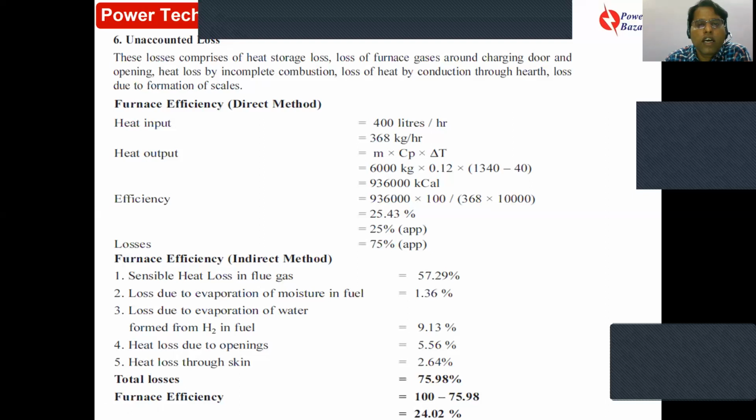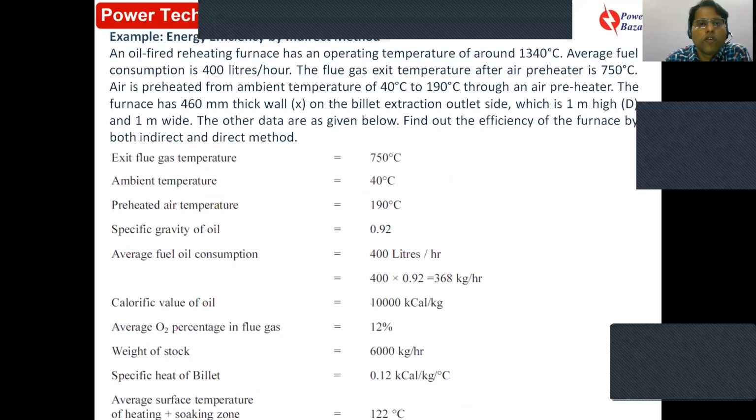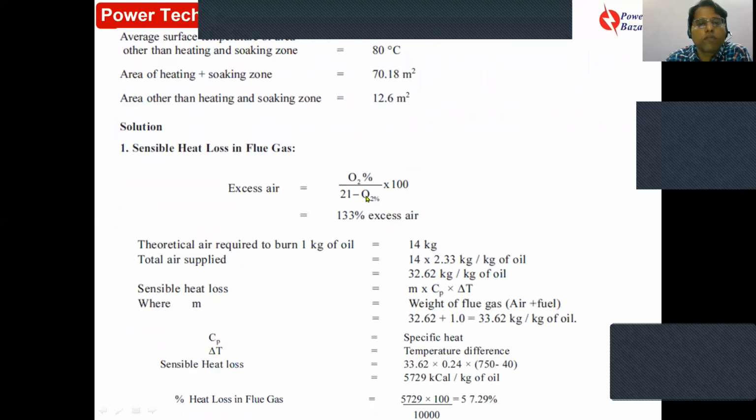This is an important session, and basically what we have learned here, if I go back, is that we have to understand the given data first, and convert the oil from liters per hour into kg per hour by multiplying by specific gravity. Then we have to remember the O2 divided by 21 minus O2 formula to find the excess air. Then 14 kg you have to remember; otherwise, if proximate analysis data is given, then we have to find out whether it is 14 kg or 14.7 kg. Otherwise you can remember 14 kg.